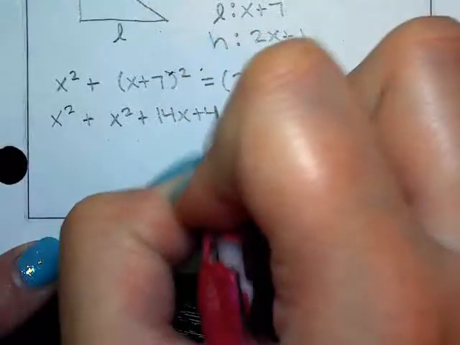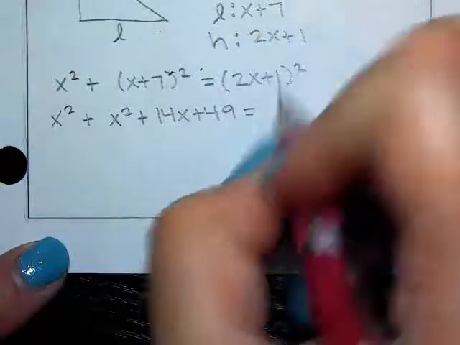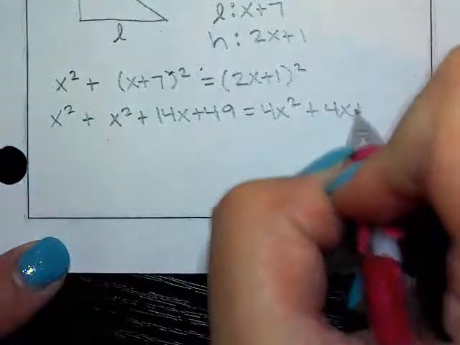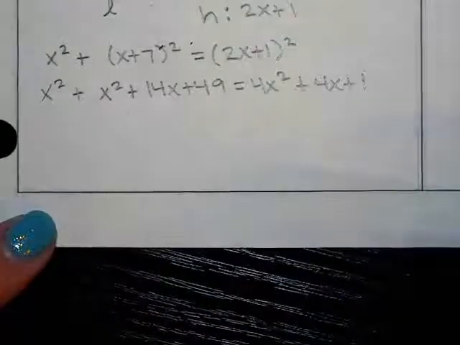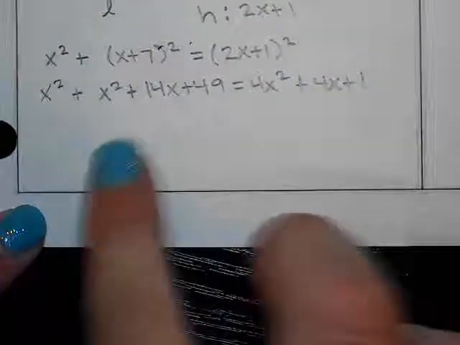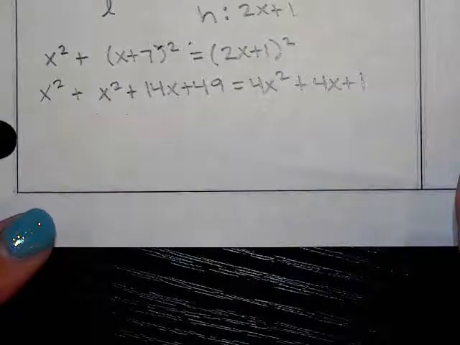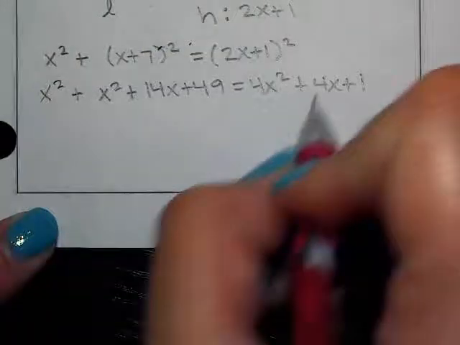Okay. Is this right? Is this what you guys got? Yes. Okay. So what have you guys done from here? Okay, so you brought everything over to this side. Negative 2x squared plus 10x plus 48 equals 0. Okay.